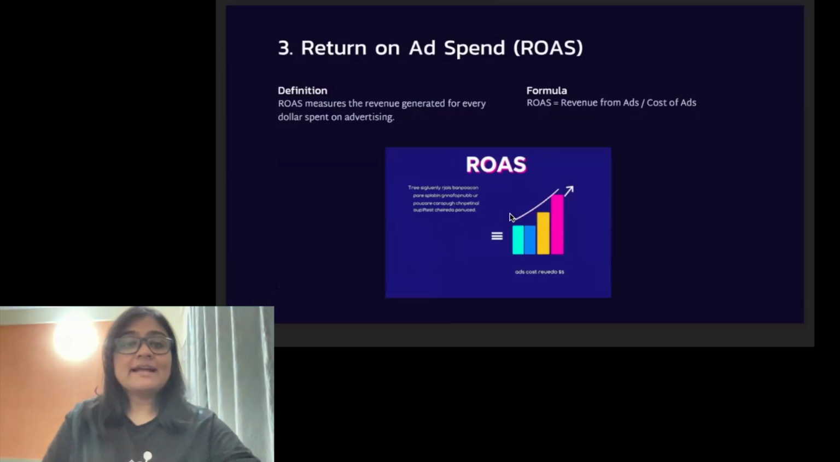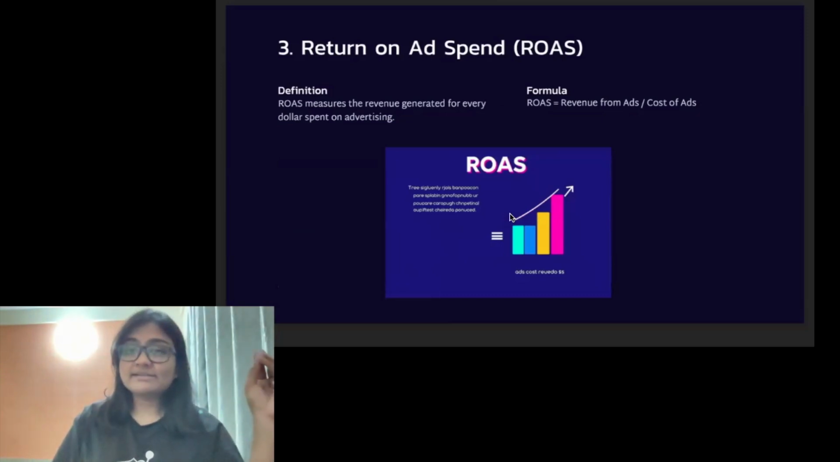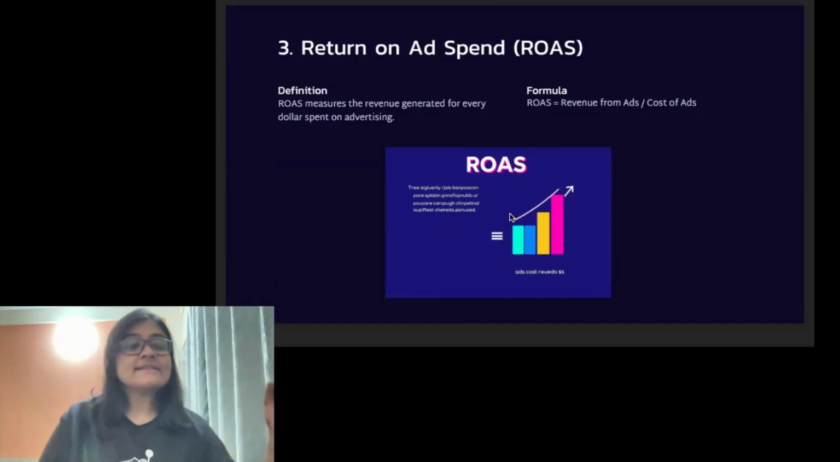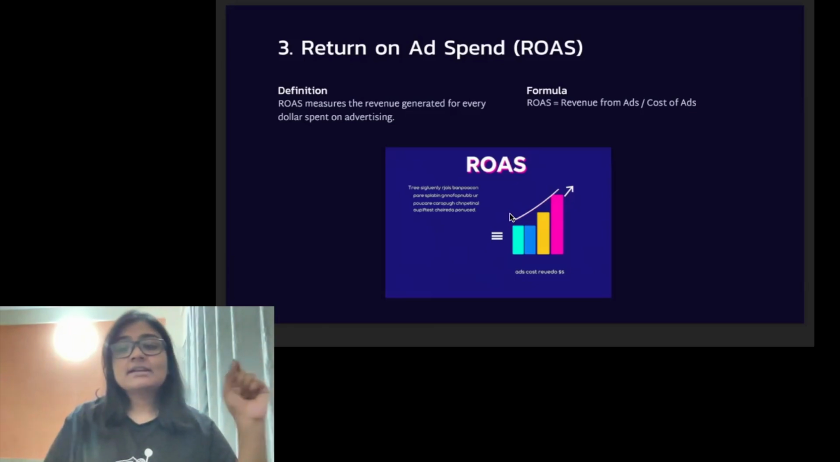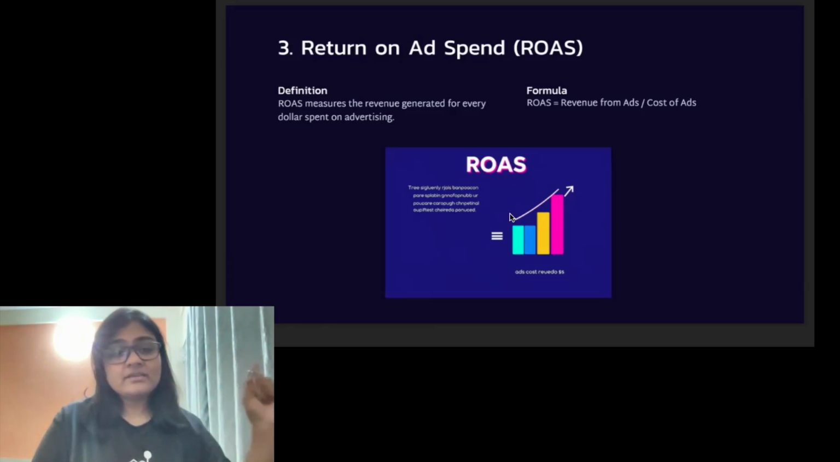Coming to return on ad spend, which is also termed as ROAS, it is a metric that measures the revenue generated for every dollar spent on advertising. The formula is revenue from ads divided by the cost of ads. It helps us to determine and understand the profitability of our campaigns or the paid partnership content. For example, if you spend $500 on ads, and you earned $2,000 in revenue, your ROAS will be 4x.